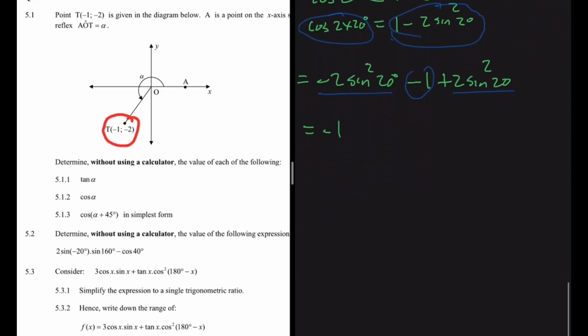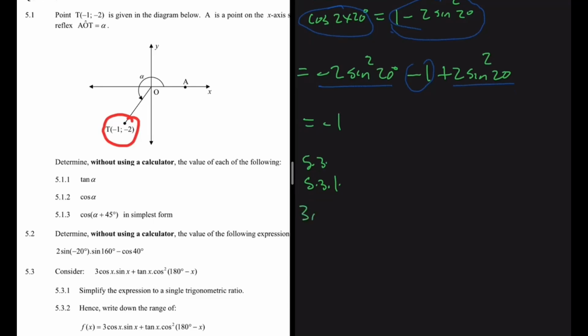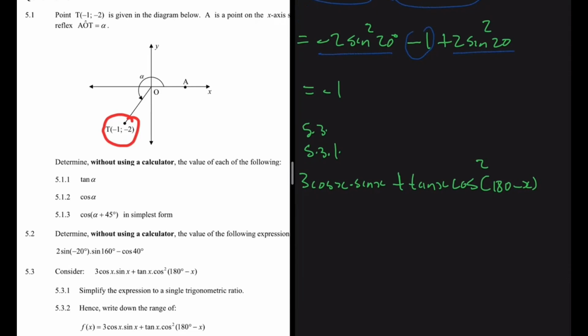Now we can move to 5.3. 5.3 says consider, and we're given an expression, and then we are told to simplify that expression to a single trigonometric ratio. So let's write that expression down. We have 3 cos x multiplied by sine x, and then plus tan x multiplied by cos of 180 minus x squared, right? And then we're supposed to simplify it.